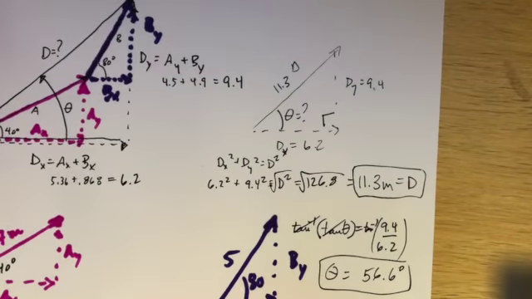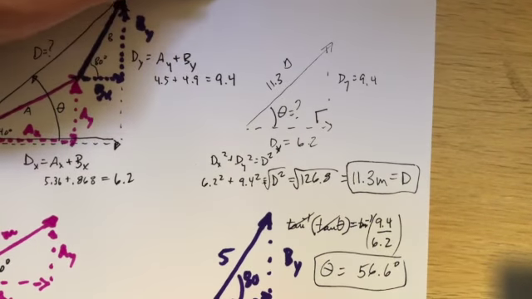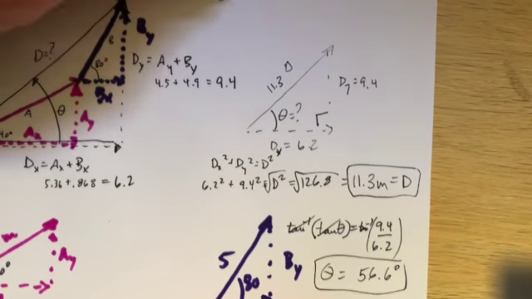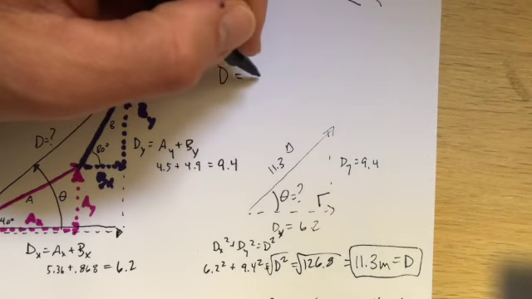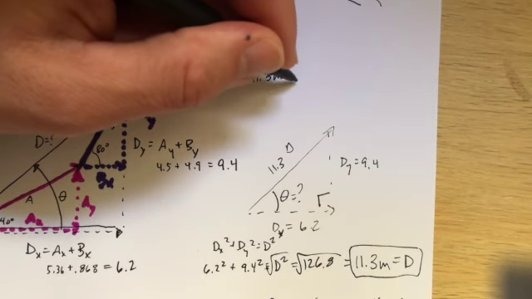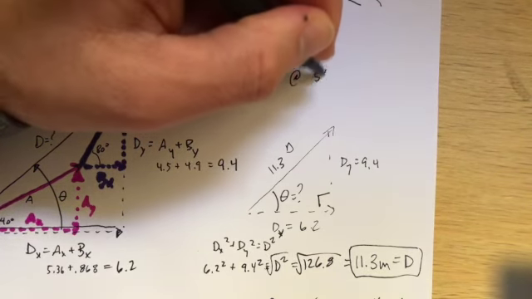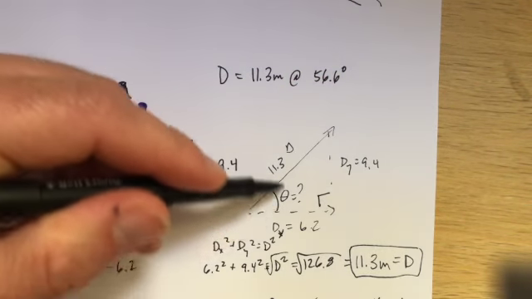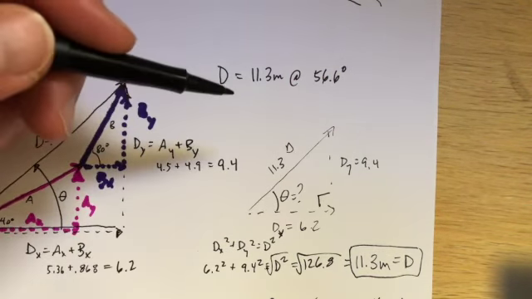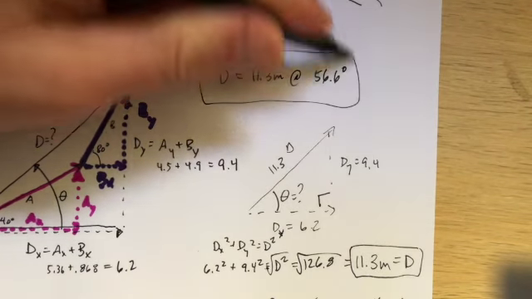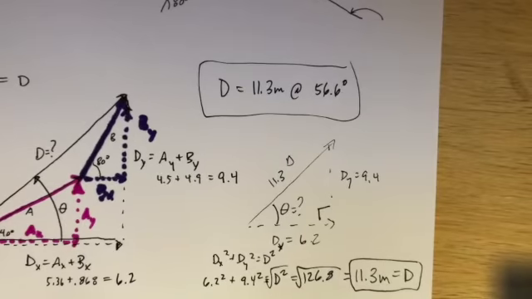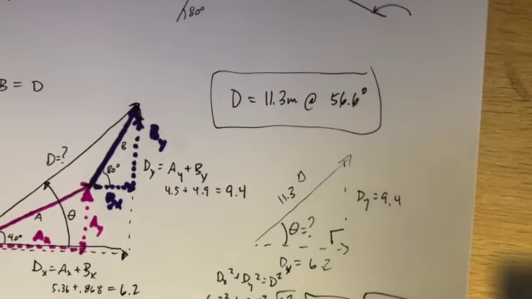is theta. All right, so my final answer here is d is a vector that is 11.3 meters long at 56.6 degrees. And that looks about right, right? Okay. Okay, let's move on. So that was a plus b equals d. Now, let's go to the next one here.